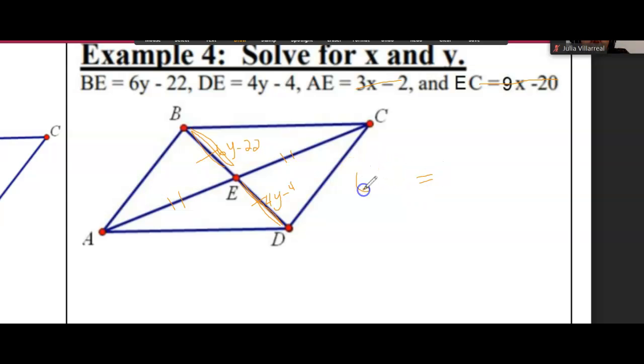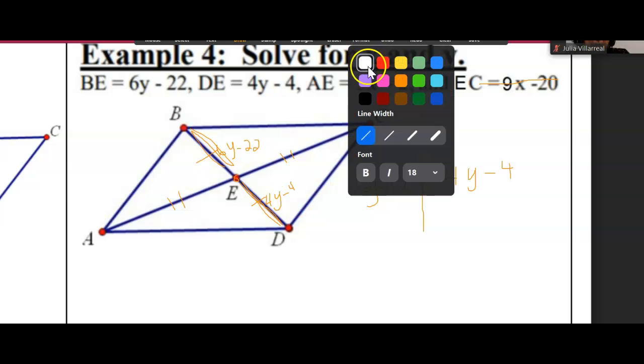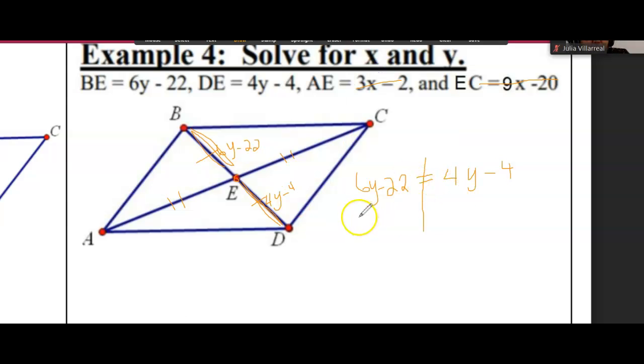So I write 6y minus 22. And that's one of the properties, right? The properties of a parallelogram, that they bisect each other. Bisect means to cut into two equal parts. So I'm going to put them equal to each other, and then we solve them again. We're going to move the y's to the left, so I'm going to minus 4y.